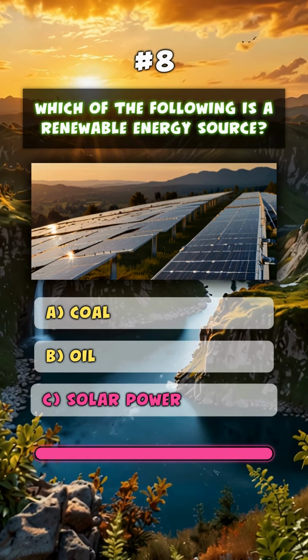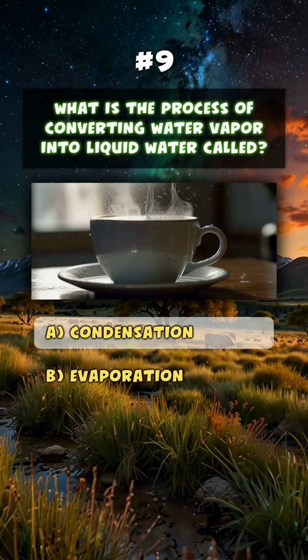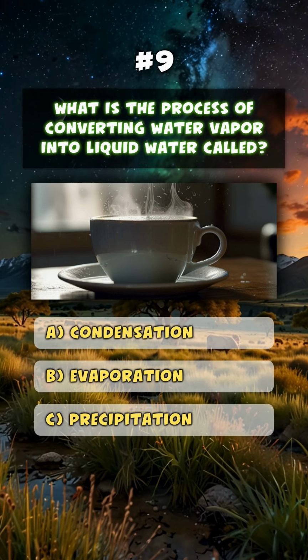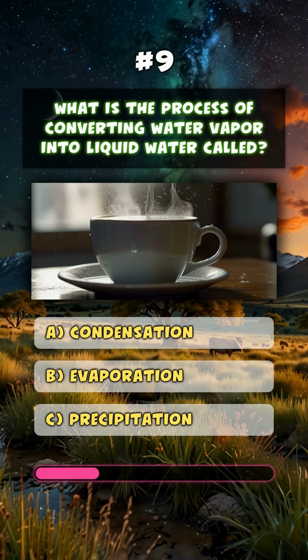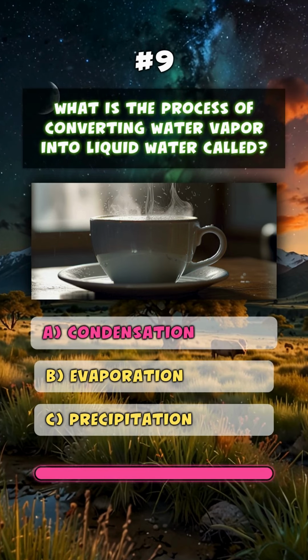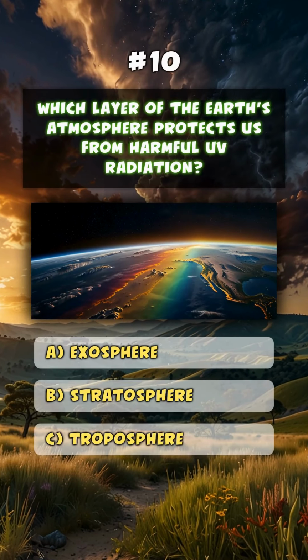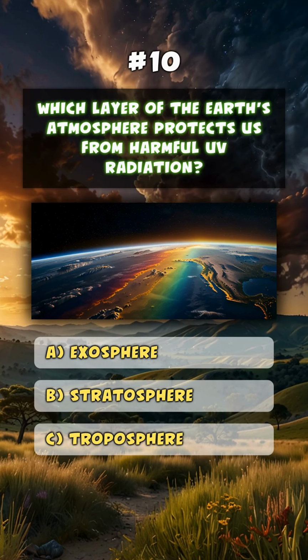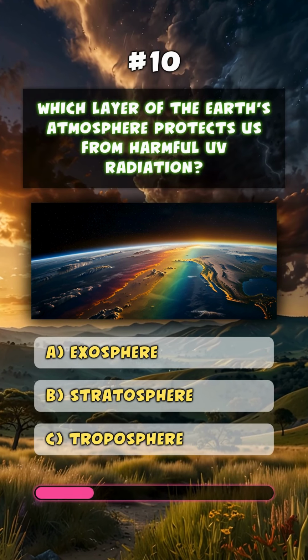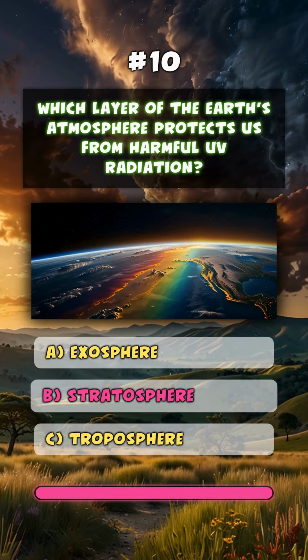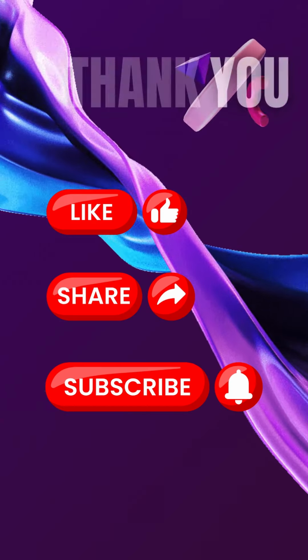C. Solar power. What is the process of converting water vapor into liquid water called? A. Condensation. Which layer of the Earth's atmosphere protects us from harmful UV radiation? B. Stratosphere.